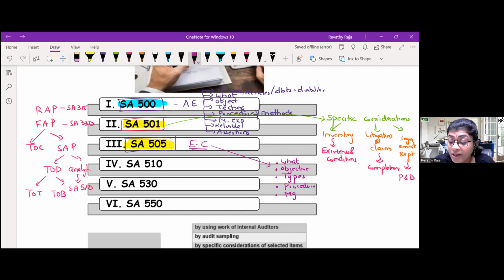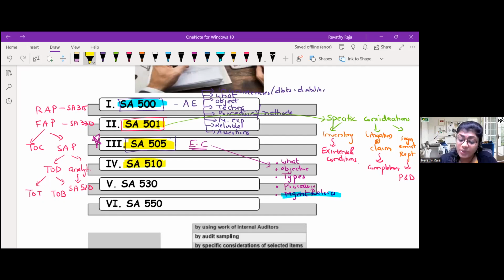What if management refuses? Hey guys, SA 505 is important, and especially this last part, they have asked several times in the MTP and past exam questions. So if management refuses, the auditor has to see if valid reasons are there, analyze its implications on the opinion, risk assessment, whether it is fraud, communicate with TCWG, and finally use your weapon. Weapon is modified opinion.